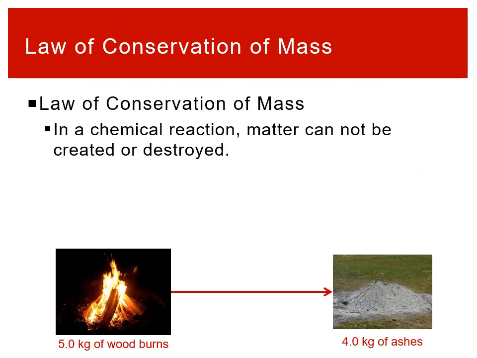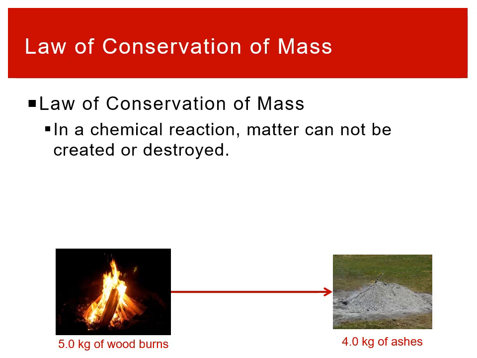The law of conservation of mass says that in a chemical reaction, matter cannot be created or destroyed. This was the problem of that unbalanced equation: we were creating atoms or destroying them. For a life-size example, say we have 5 kilograms of wood and we burn it. We have a campfire and we get some ash. But you'll note that we started with 5 kilograms and ended up with 4 kilograms.